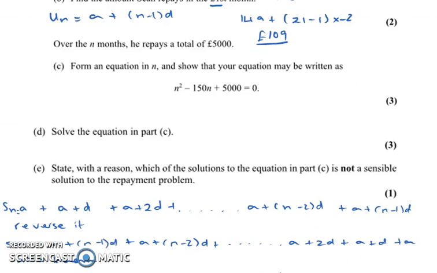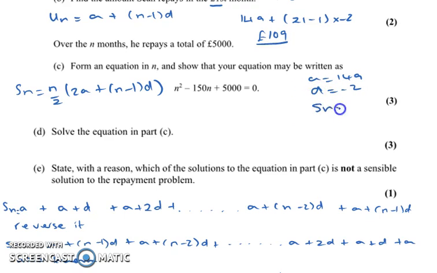Part C, we're talking about a total here, and it's even giving us the equation that we're going to be proving. So we're going to use Sn. Sn equals n over 2, 2a add n minus 1 d. We've got a is 149, we've got d as -2, and we've got Sn equals 5,000.